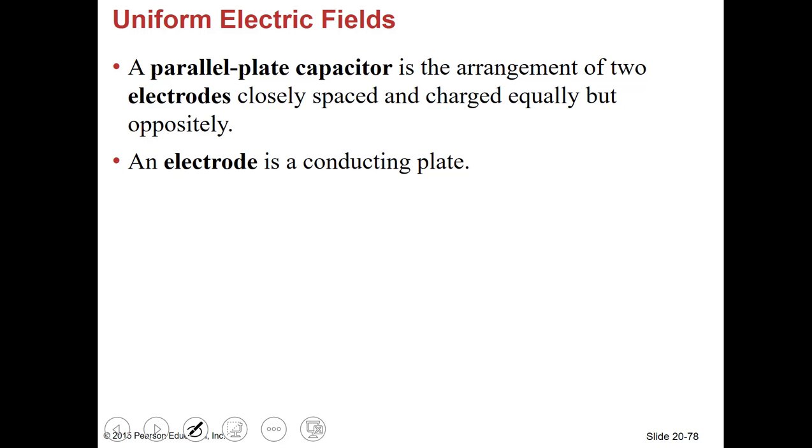Some applications of the electric field. A parallel plate capacitor is an arrangement of 2 electrodes closely placed together, charged equally but with opposite signs. So an electrode is a conducting plate. And we kind of saw what that looks like before. This is a way of getting a uniform electric field. Now, I know you probably have a cell phone, you're looking at your computer, you're using capacitors right now. They're used for a lot of different applications. Storing charge, they're used in communications for something called RC circuits. So lots of different uses for capacitors.